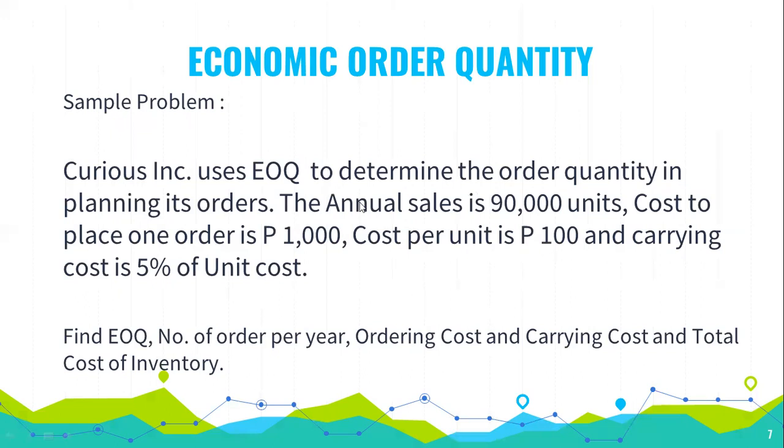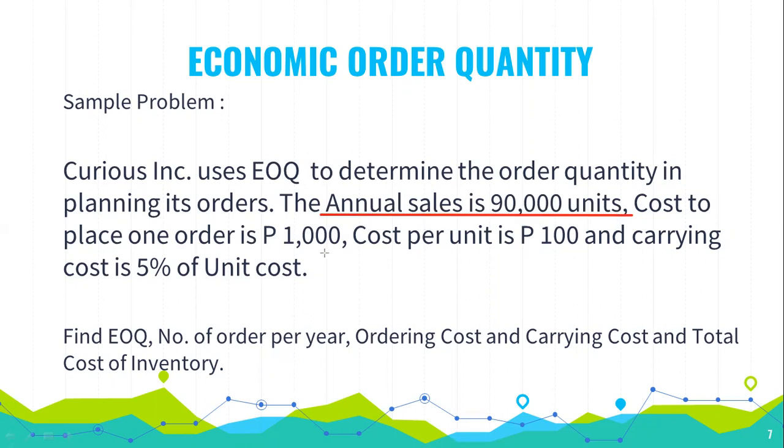Sa sample problem natin, we have Curious Incorporated, which uses economic order quantity to determine the order quantity in planning its orders. The annual sales is 90,000 units. Cost to place one order is 1,000 pesos. The cost per unit is 100 pesos. And carrying cost is 5% of unit cost. Let us explain the problem. So first, we have the annual sales. The annual sales is 90,000 units. So the company can sell 90,000 units every year. So this is the annual sales.